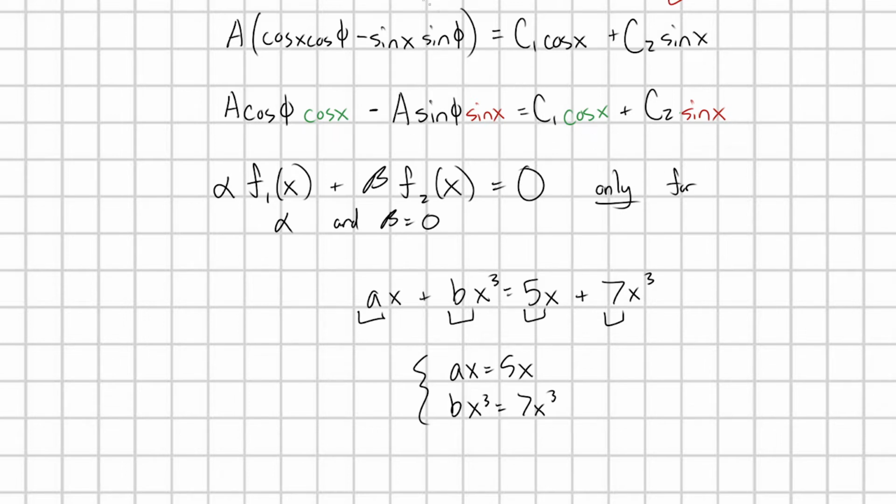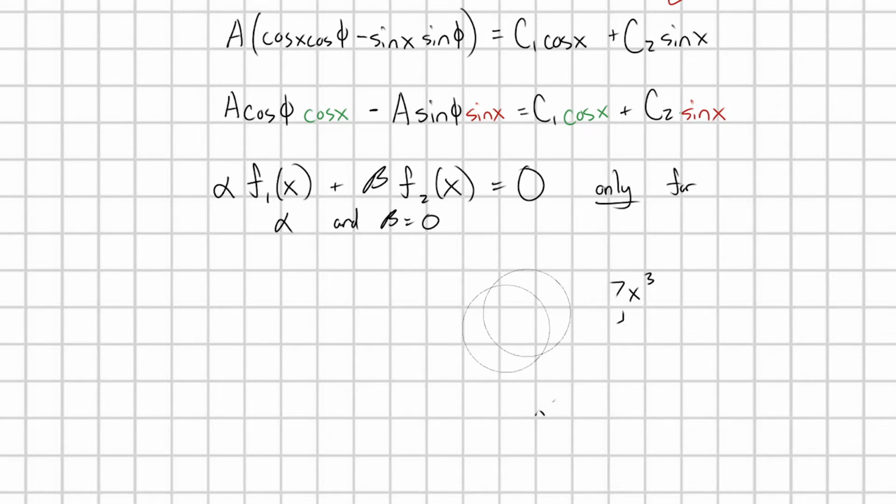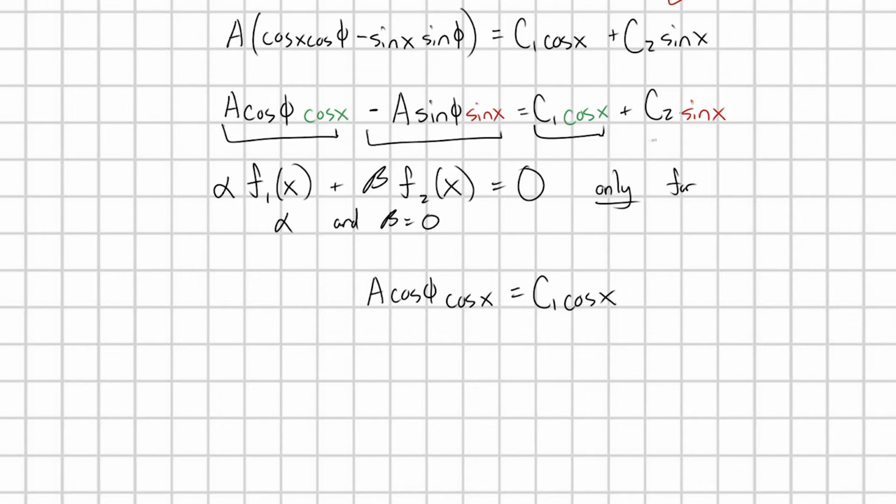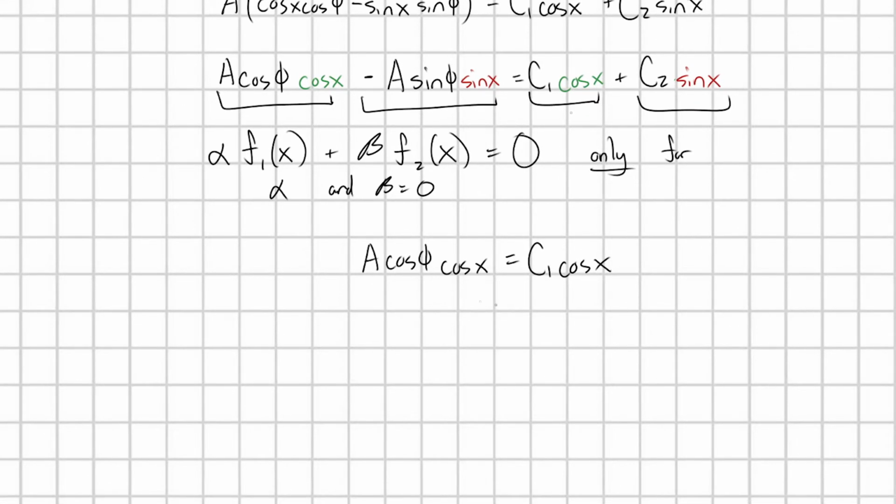So please don't get confused at all when I do the following, right? I'm going to go ahead and break this down. I have a times cosine phi times cosine x, right? Compare my apples to apples. This is going to equal C1 times cosine x. And next, I'm going to do the exact same thing over here. I have minus a times sine phi times sine x, and this is equal to C2 times sine x.